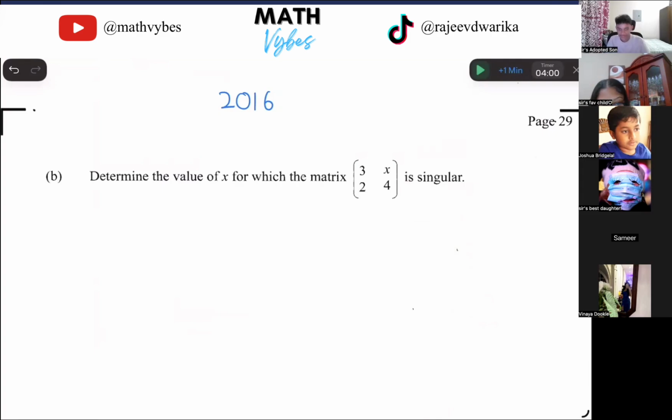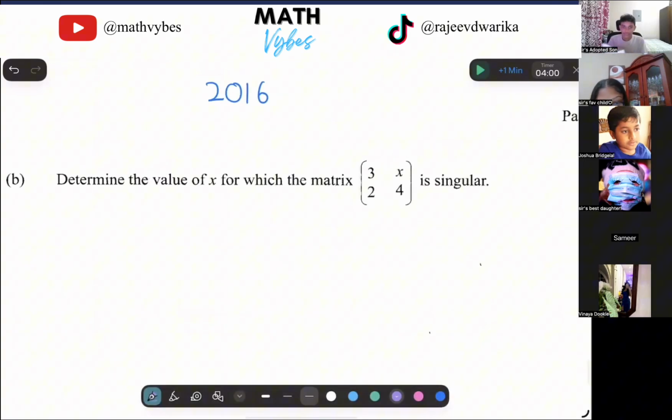Determine the value of x for which the matrix 3 x 2 4 is singular. All right, a matrix is singular if its determinant is equal to 0. Right, so a matrix is singular if its determinant is 0.